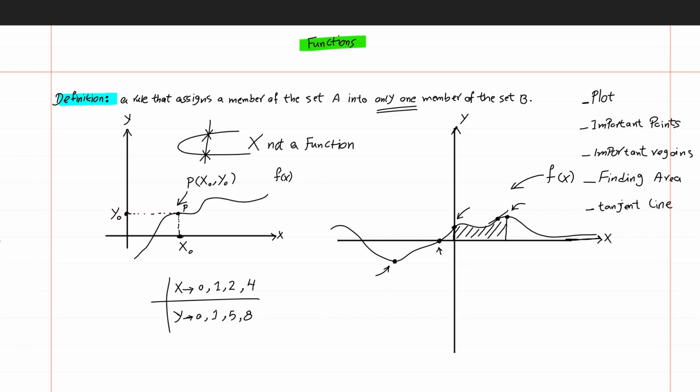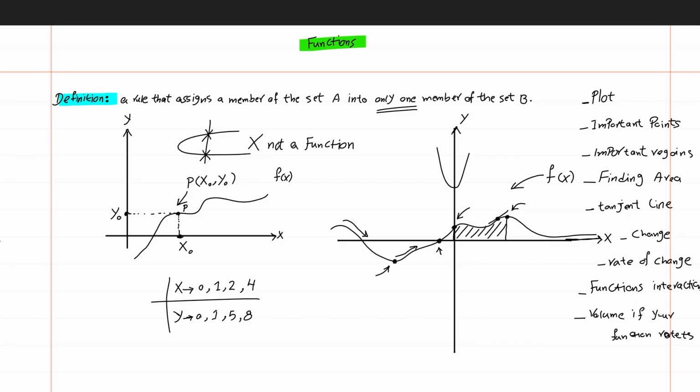You'll learn about detecting change, how your function changes. So it's going downward, and after this point, it's going upward. And you will learn about the rate of change of your function. And what if you had multiple functions together? You'll learn about function interactions, and you'll also learn about the volume if your function rotates. So what if the function begins rotating around the x-axis? There is going to be a volume created, and we can calculate the volume that's going to be present in that situation.